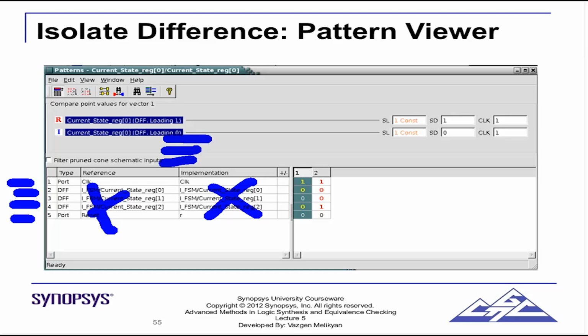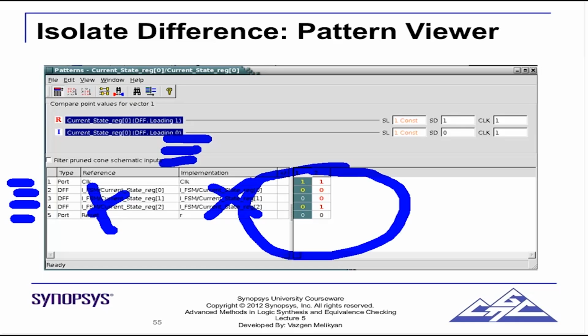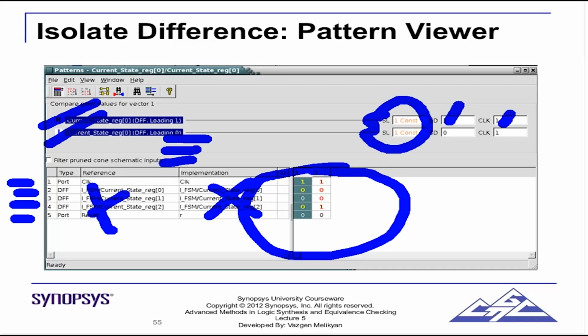On this side you get the pattern, the input vector that causes the failure. Here it is telling you that the reference design is loading 1, the implementation design is loading 0. It will tell you the state of synchronous data, the input data, the clock and synchronous load if the pin is there. One constant means they are both the same, so you don't have to worry about this. You have to worry about the synchronous data which is different. And these are vectors 1 and 2, two vectors that prove the designs are functionally not equal, right?